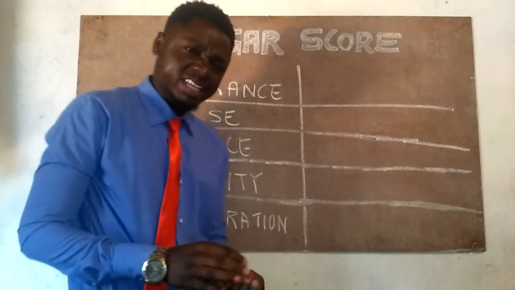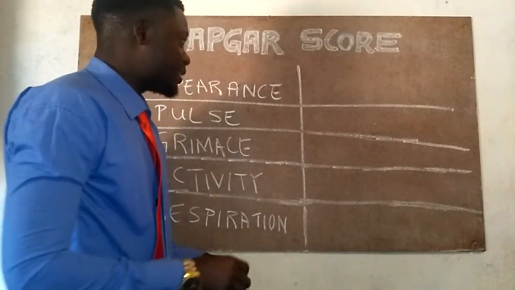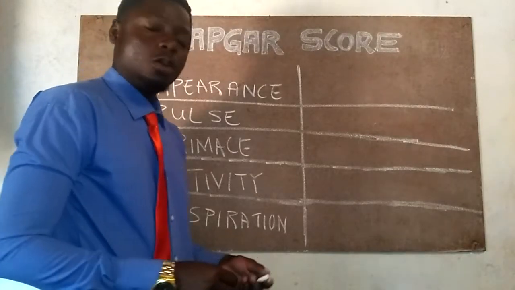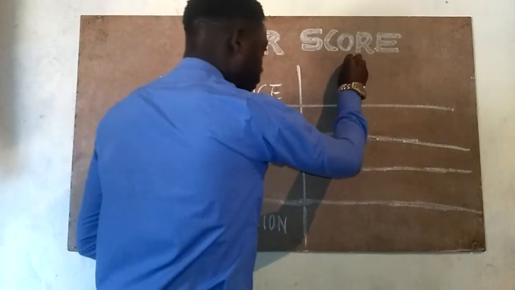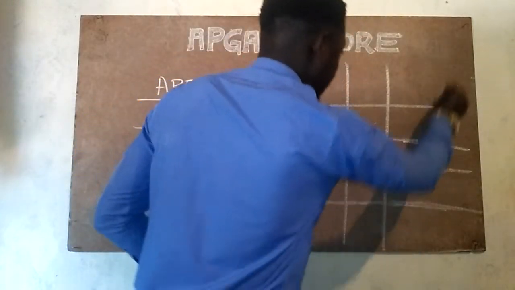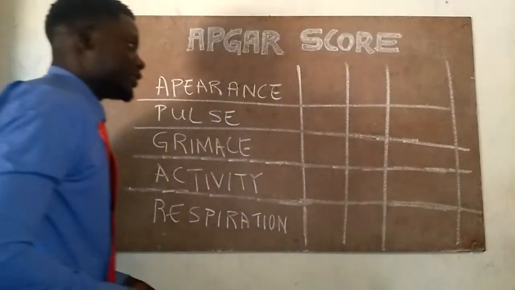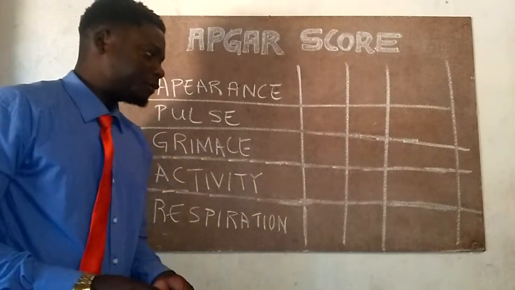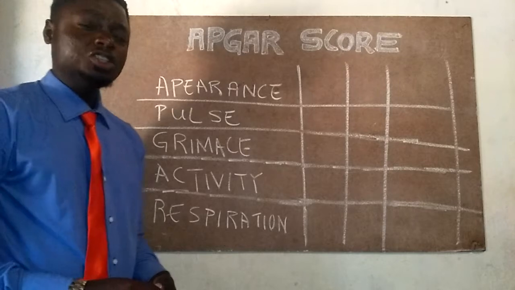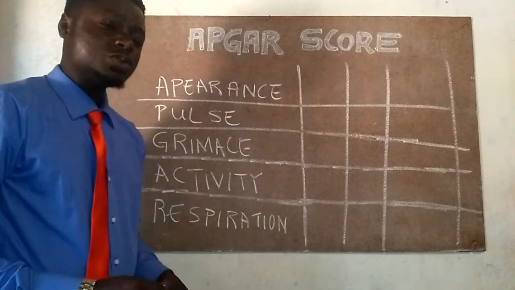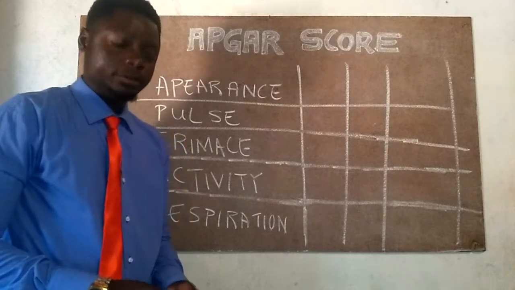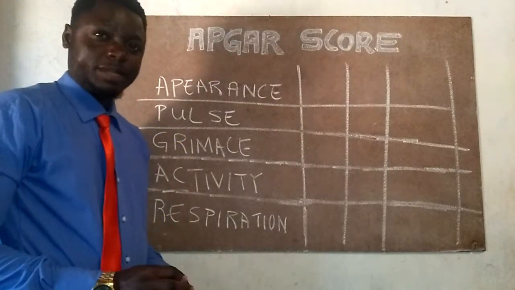Now, what we do in this case is that babies are assessed on a score of 1 to 10. So we have 5 parameters, and each one of these is supposed to score 2 for us to have the normal baby that is doing well under this Apgar score.